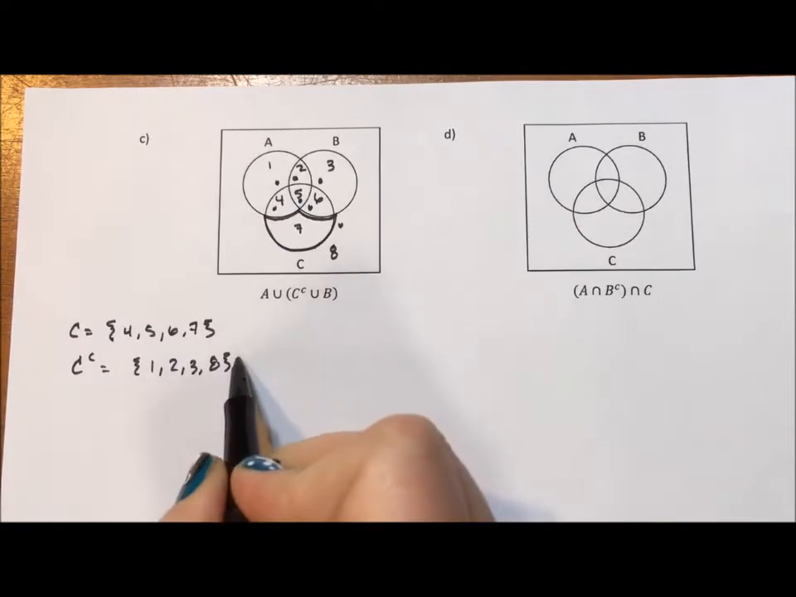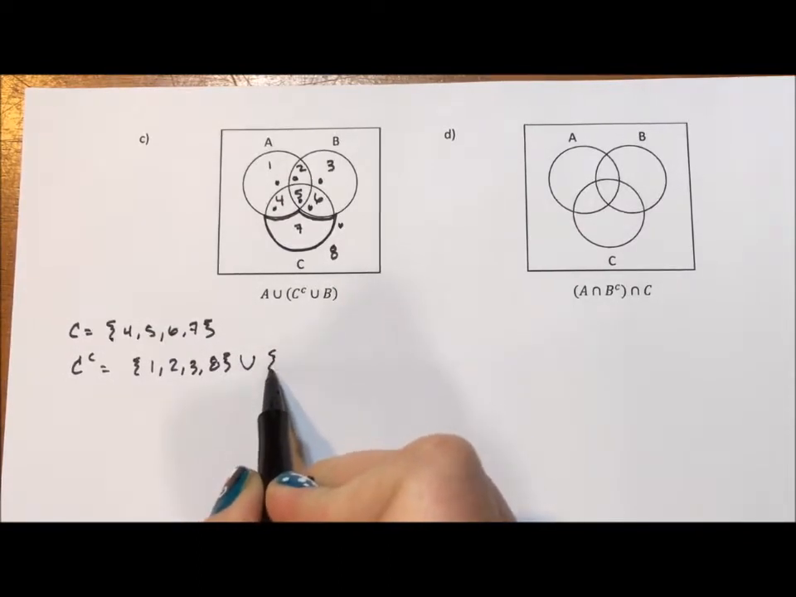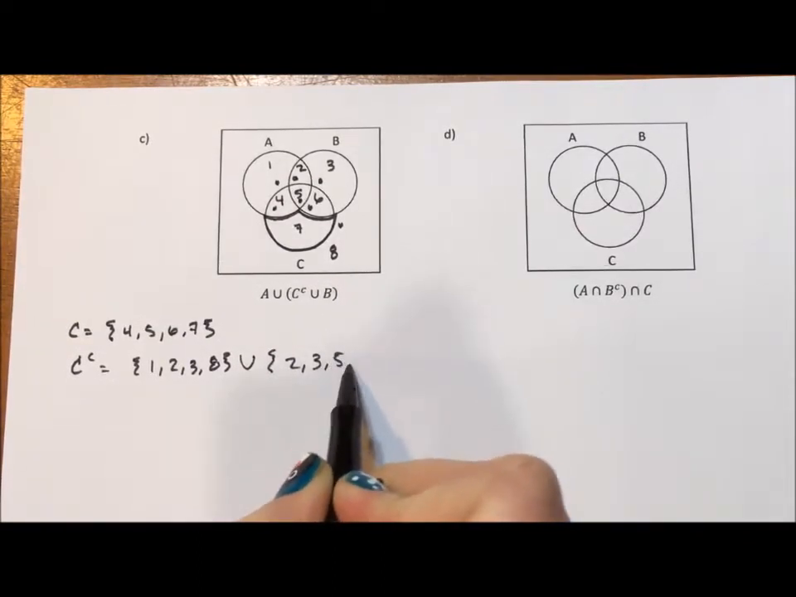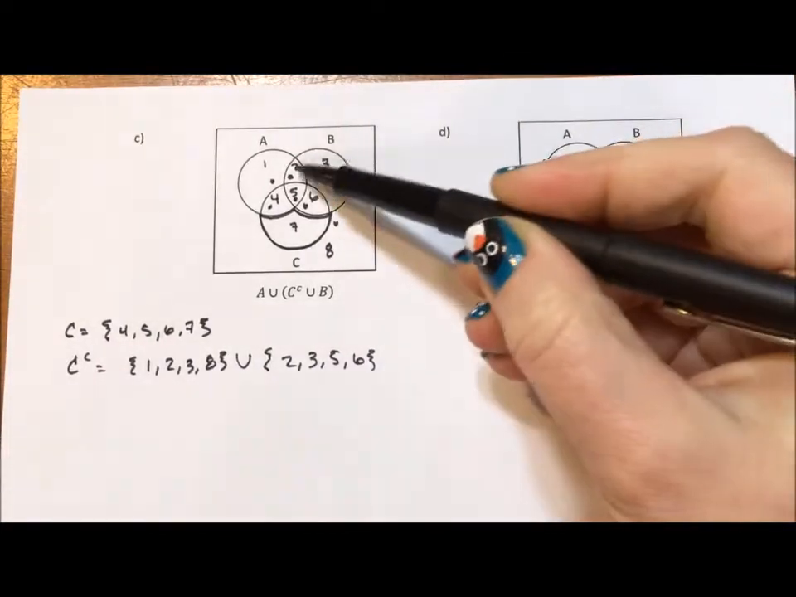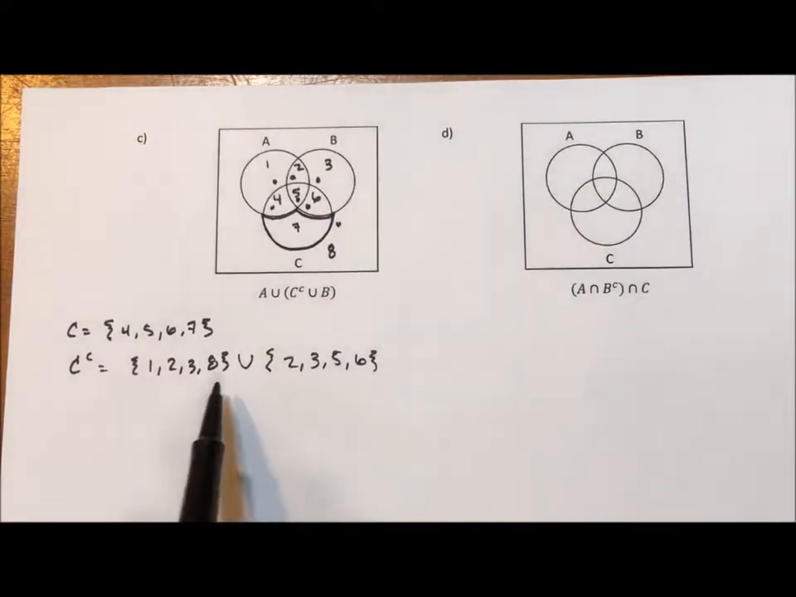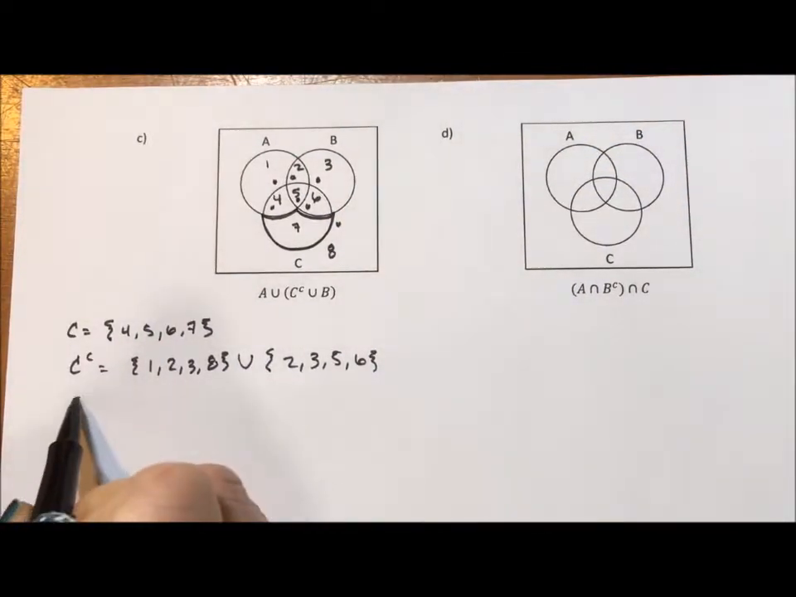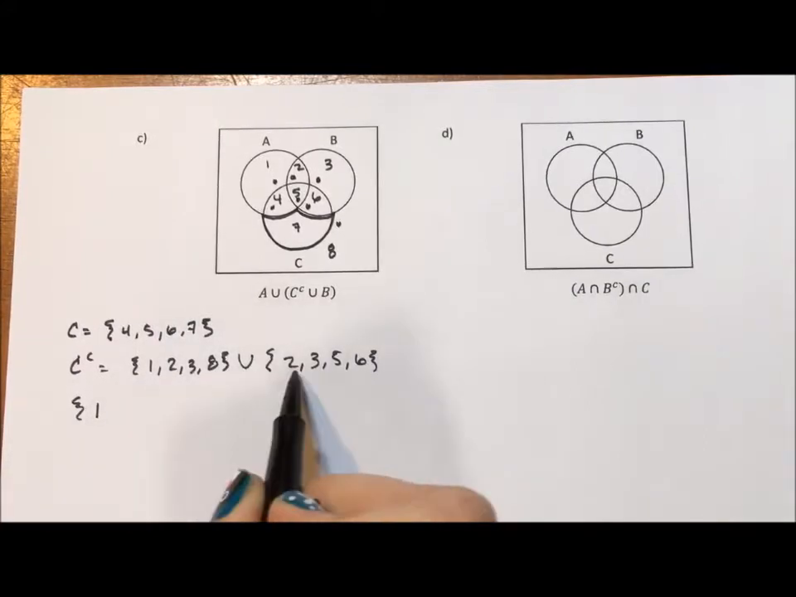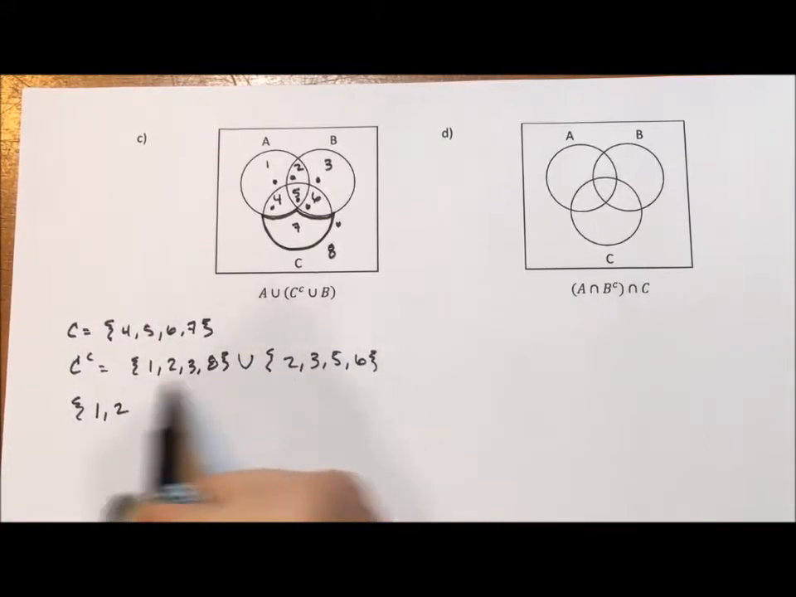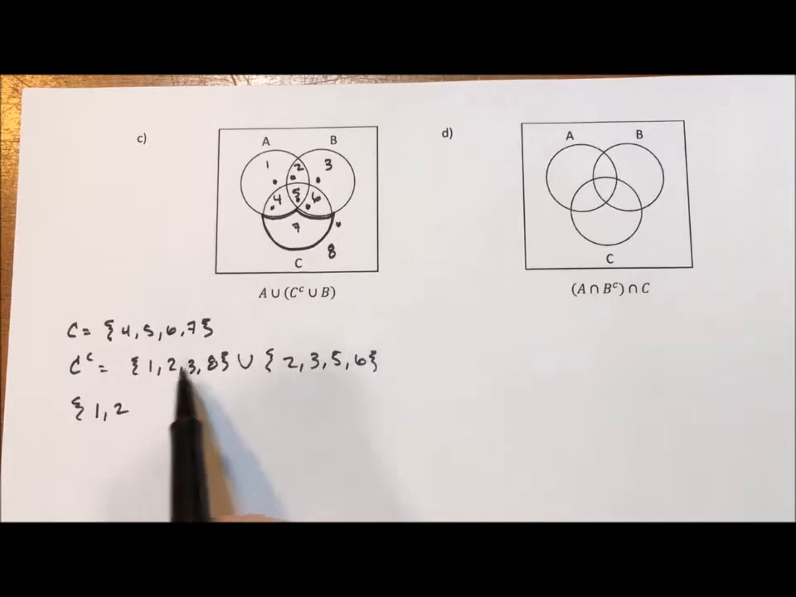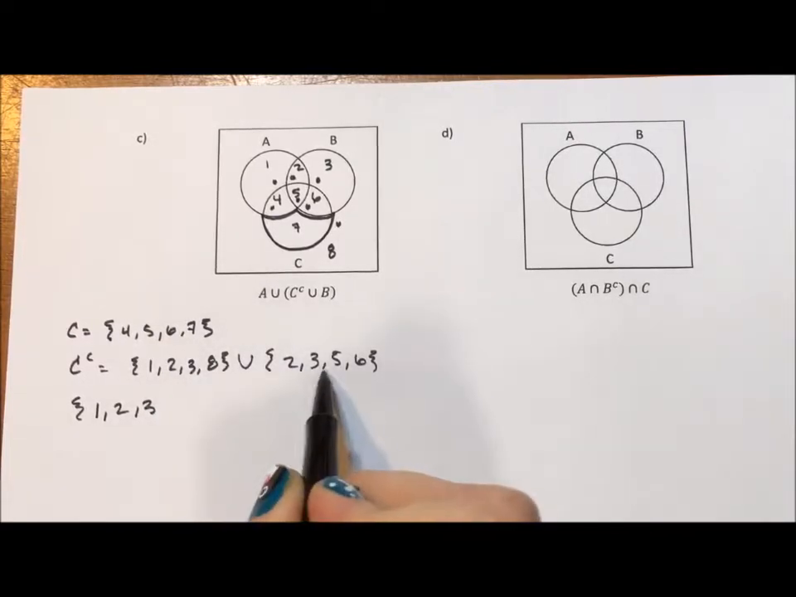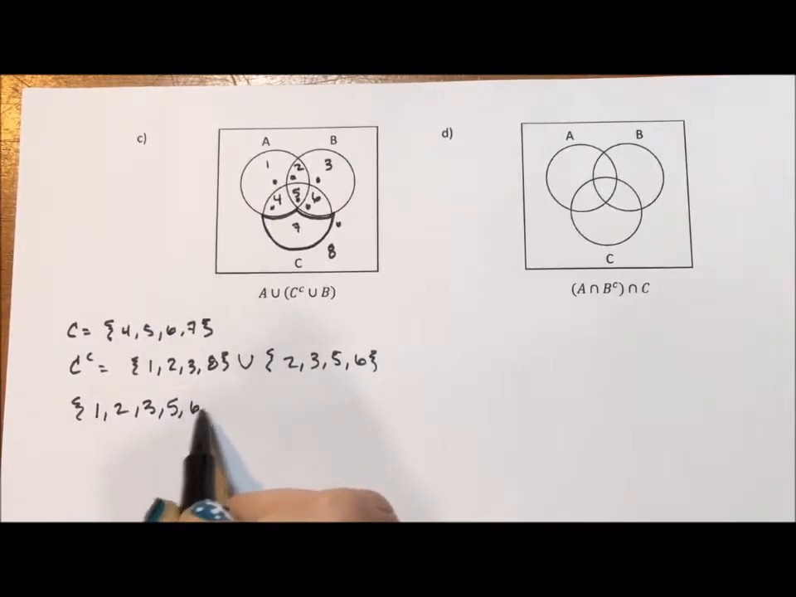And we want to get the union of that with B. B is 2, 3, 5, 6, taking the four regions that make up B. And union means bring them together. So if we brought them together, we have a 1. We only need to put the 2 in once. We don't need to write elements more than once. 3, 5, 6, and 8. So now we've brought those together.